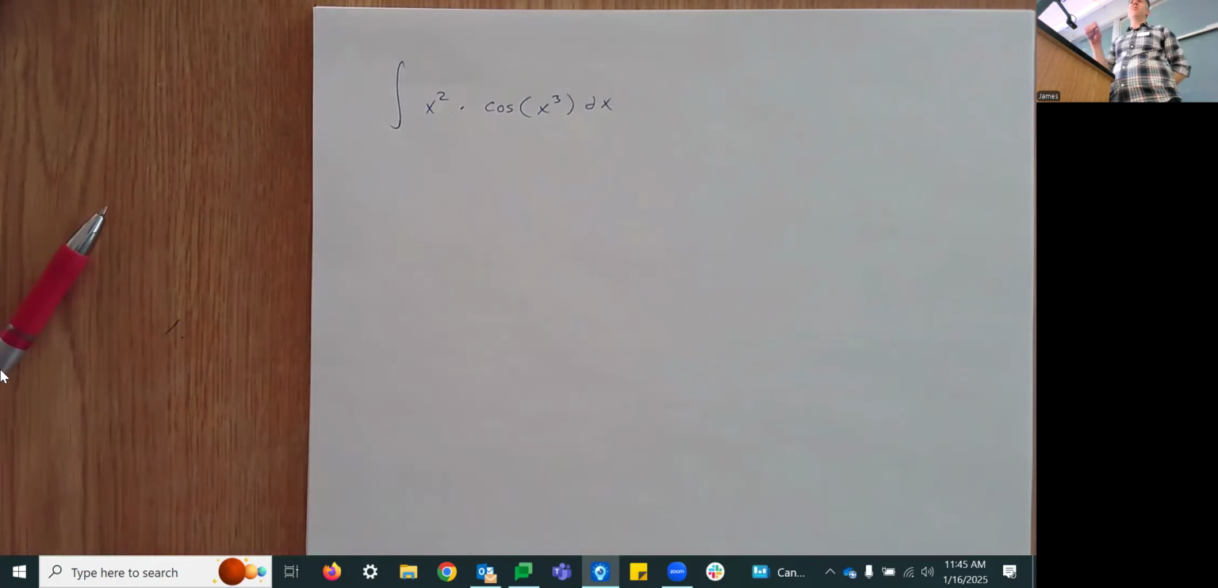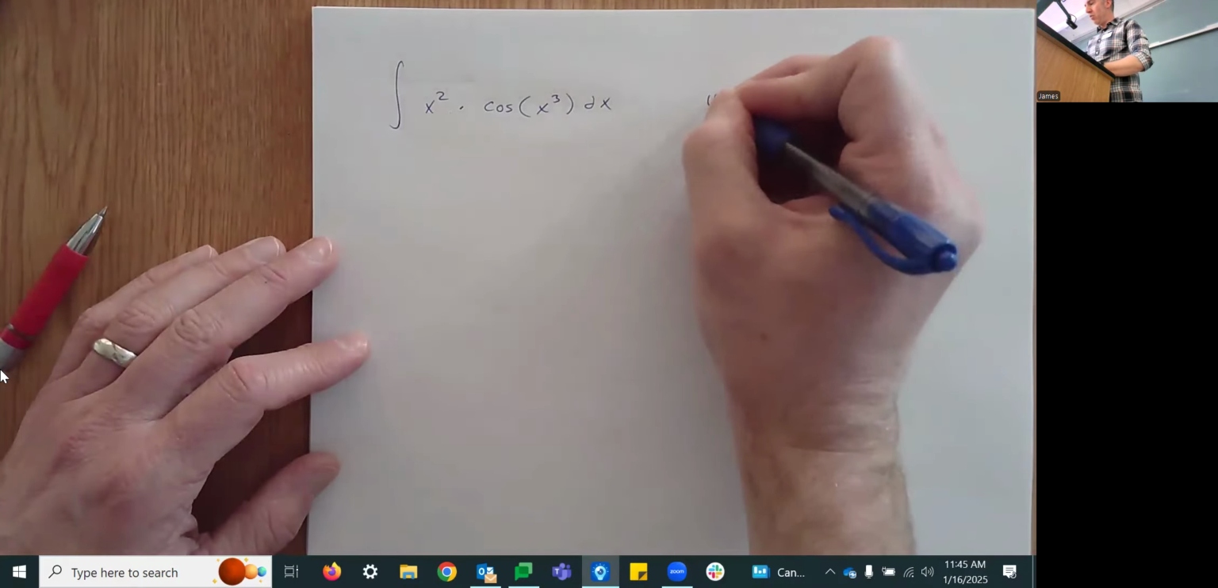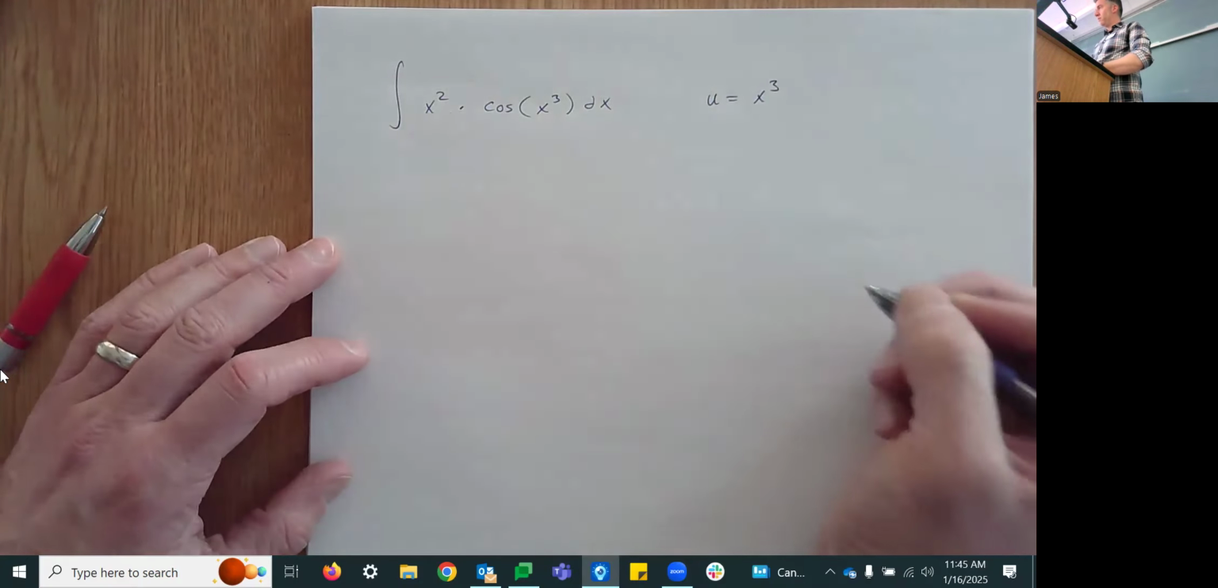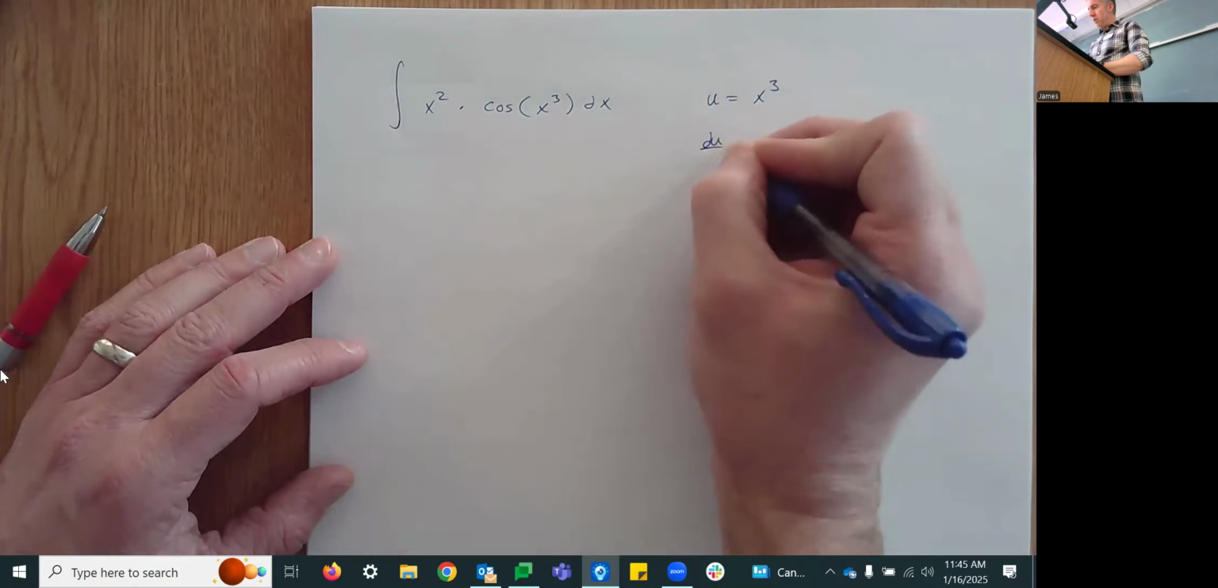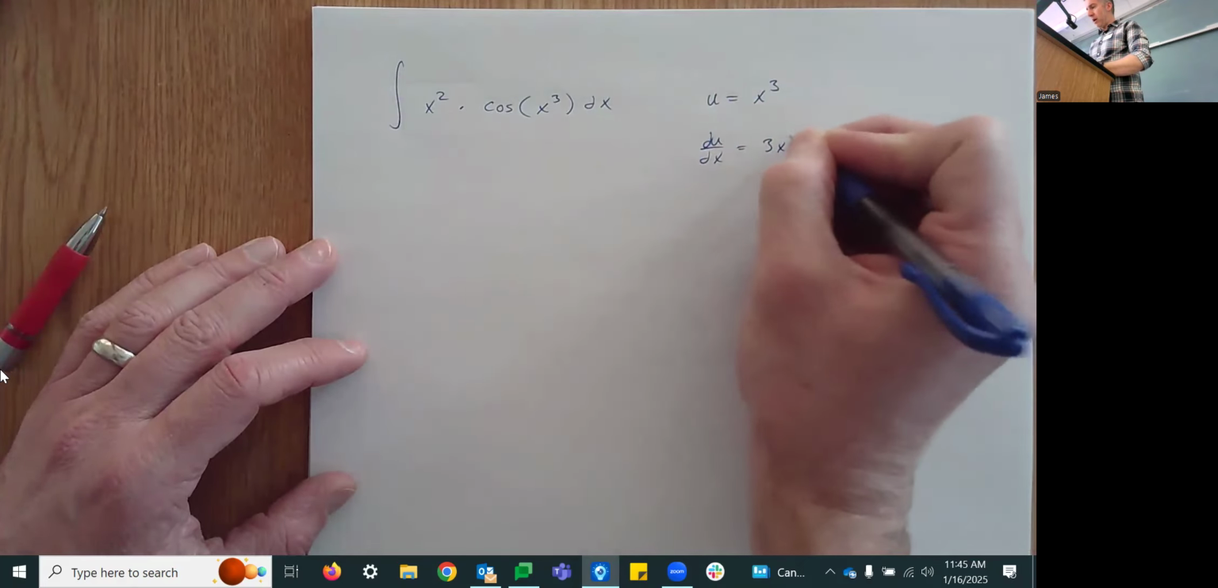Well, let me ask you: is its derivative there? Right, without a 3. But is the 3 something we can account for? For sure. So we ignore any differences by a constant multiple because we can always fix that. So here we would let u equal the inside of the cosine function. My du dx is equal to 3x squared.